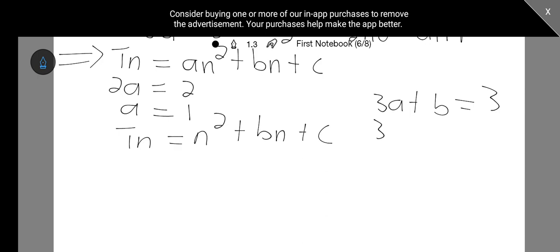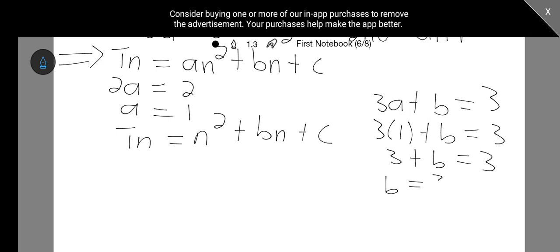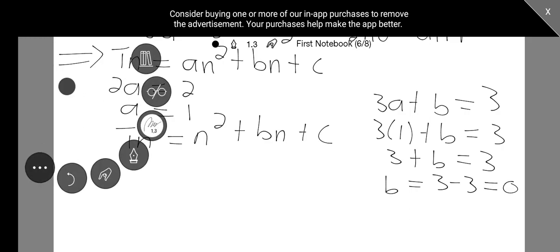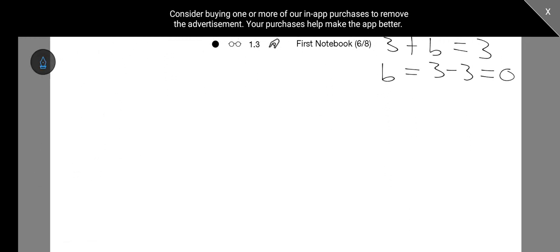Now our a was 1, so we're going to plug 1 in here. Then plus b is equal to 3. Now we can say that 3 plus b is equal to 3, and then b is equal to 3 minus 3, which is equal to 0. That's why in the previous video I said there's no value of b.